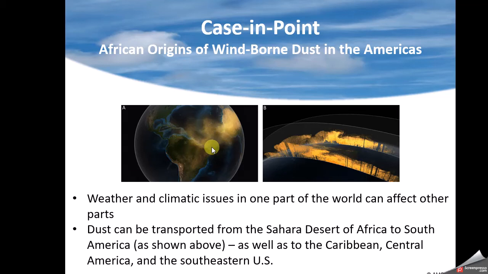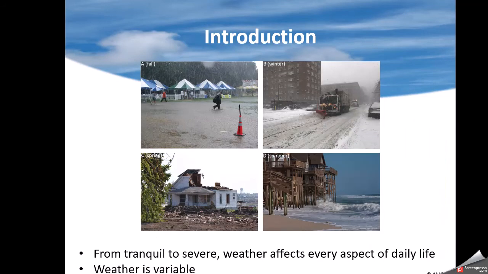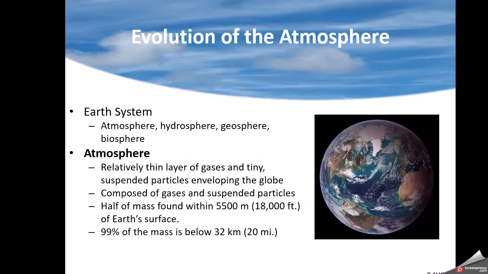And what that shows is the dust coming across the Caribbean. And this has a major impact, actually, on hurricanes and tropical systems that impact the United States. So weather over the Sahara has an impact on the U.S. And dust obviously can do a lot of nasty stuff. So weather goes from tranquil to severe very quickly.